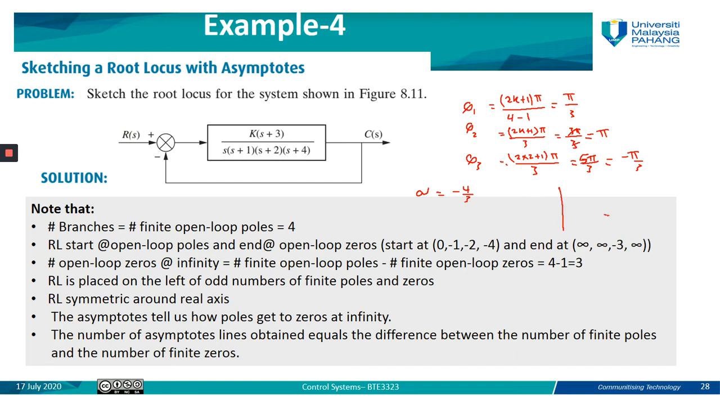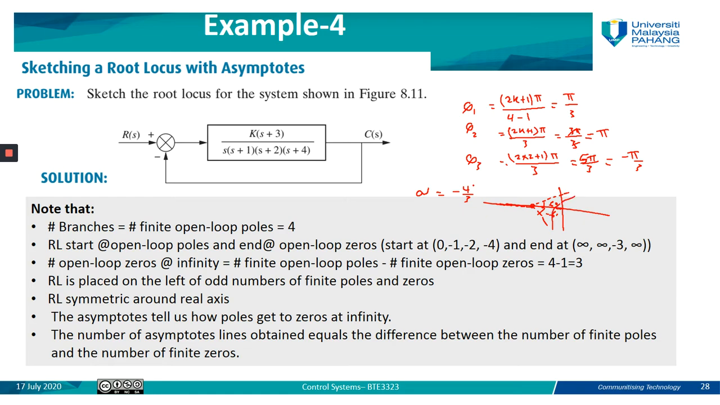So if we just have this drawing, at the point of centroid here, which is negative 4 over 3, we will have 3 asymptotes: one with an angle of 60, one with an angle of negative 60, and one with an angle of 180, which goes along the real axis. So this is how we can draw the asymptotes. After we draw the asymptotes, it will be clear how we can draw the root locus from the pole at 0 and the pole at negative 1 to go to infinity.